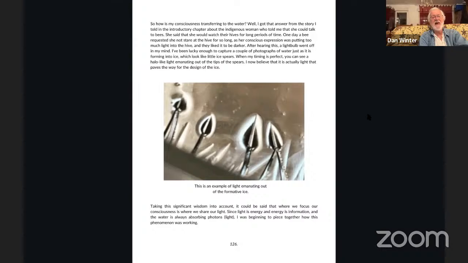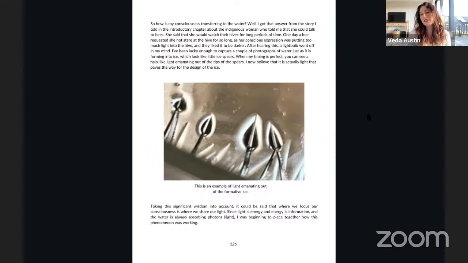Thank you. So what you're seeing here is what looks like light coming out of weird spear things. What I've observed over the many years now is when you open the freezer at just the right time, as the ice is forming but hasn't completely formed, what you see with the naked eye and photograph and video is a light that emanates out of the forming ice.